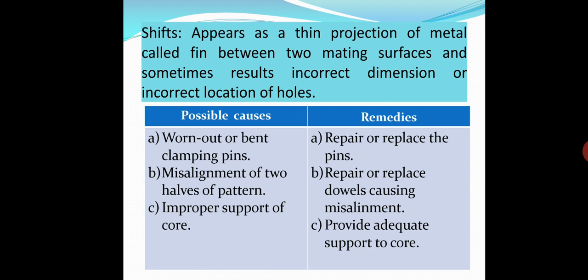Shifts appear as a thin projection of metal called fin between two mating surfaces and sometimes results in incorrect dimension or incorrect location of holes. Causes are worn out or bent clamping pins. Clamping pins of cope and drag. If it is worn out or bent, then these shifts occur. Misalignment of two halves of the pattern or improper support of core. So to avoid this defect, we have to repair or replace the pins, repair or replace dowels causing misalignment, provide adequate support to core.